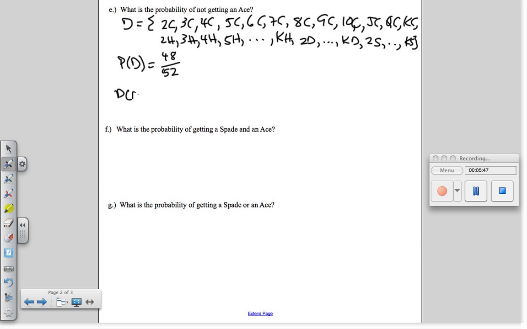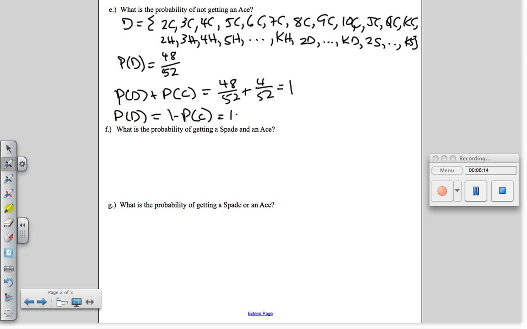Notice the probability of D plus the probability of C is equal to 48 out of 52 plus 4 out of 52, which is equal to 1. So we could have found the probability of D by doing 1 minus the probability of C. It's a bit quicker. So you get 1 minus 4 out of 52 to get the 48 out of 52.